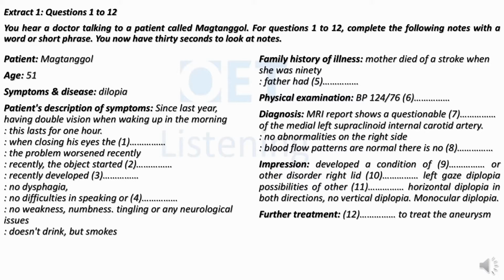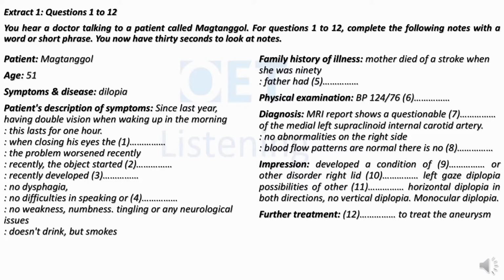No, Doctor. Are you on any medication or allergic to any medicines? No, Doctor. Do you drink or smoke? I do not drink, but I smoke. Is there any family history of any illness? My mother died of a stroke when she was 90. My father had colon cancer. Well, your physical examination report shows your BP 124 over 76, heart rate 101, respiratory rate is 20.